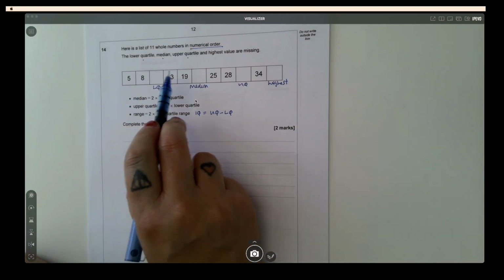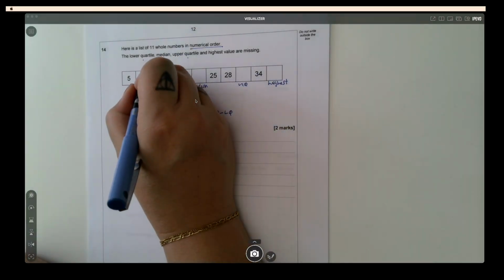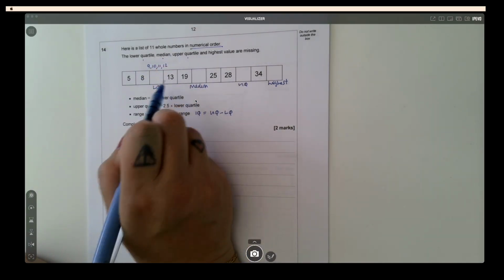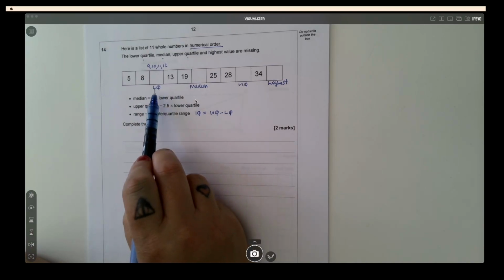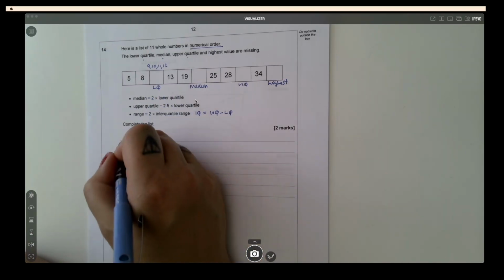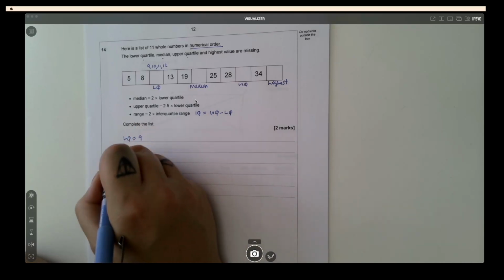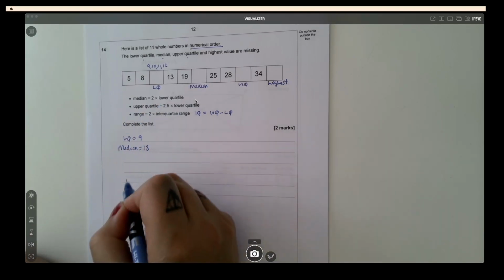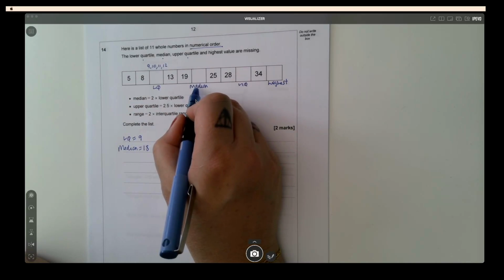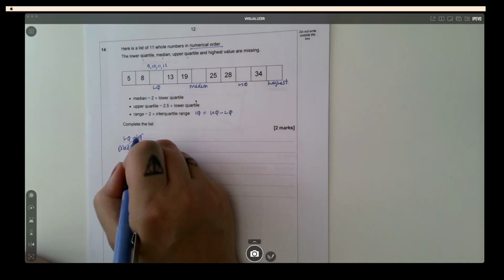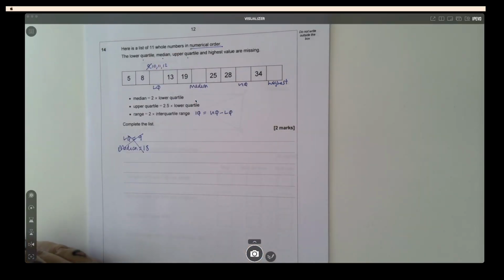So if these numbers are going in numerical order, then the lower quartile has to be 9, 10, 11 or 12. That's the numbers between 8 and 13. Now I'm going to start by using trial and error with a value for the lower quartile, because the lower quartile is included in 2 of the 3 calculations. So if the lower quartile is 9, then the median would be 2 times 9, which is 18. So if I look at the median box, the lower quartile can't be 9 because the median has to be greater than 19. So the lower quartile being 9 is not an option.